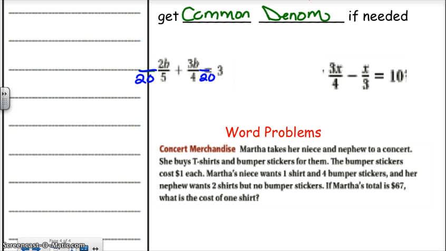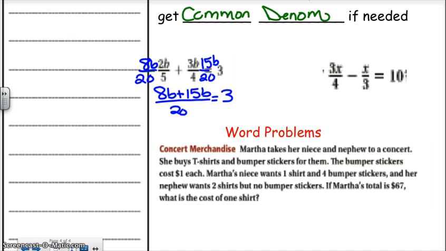5 times 4 is 20, so 2 times 4 is 8. And I just stick the b out there. 4 times 5 is 20. 3 times 5 is 15. Again, I'm sticking the b out there. Now the reason I wanted to do that is because I see that they both had b in the equation. That b tells me that I can combine those like terms, but I can't combine them until I have the same denominator. So now I'm left with 8b plus 15b over 20 is equal to 3.